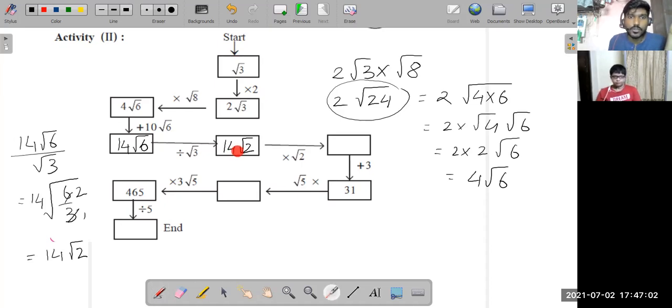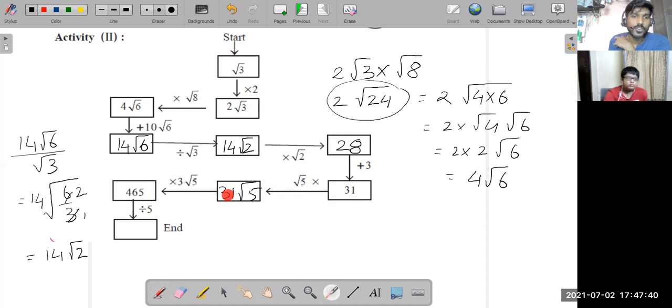Now next is 14 root 2 multiplied by 2. This can be done orally. How much is 14 root 2 into 2? 14 root 4. And what is root 4? 2. So 14 into 2 is 28. So here you will write 28. 28 plus 3? 31. 31 is already there in this box. 31 into root 5? 31 root 5. Correct.